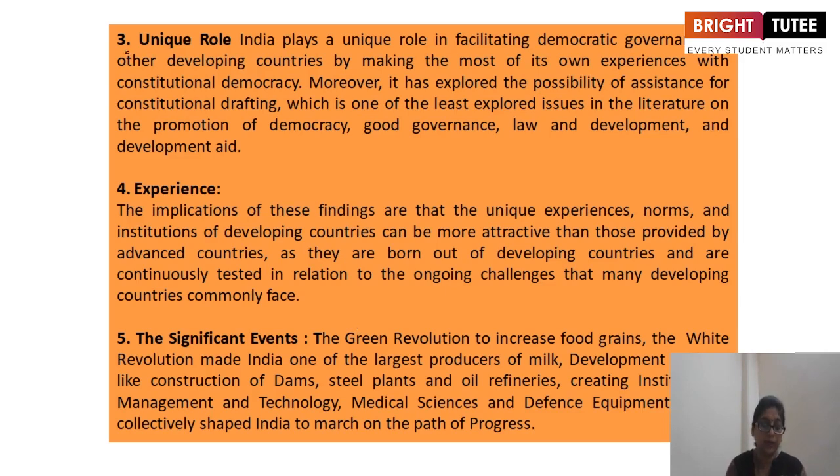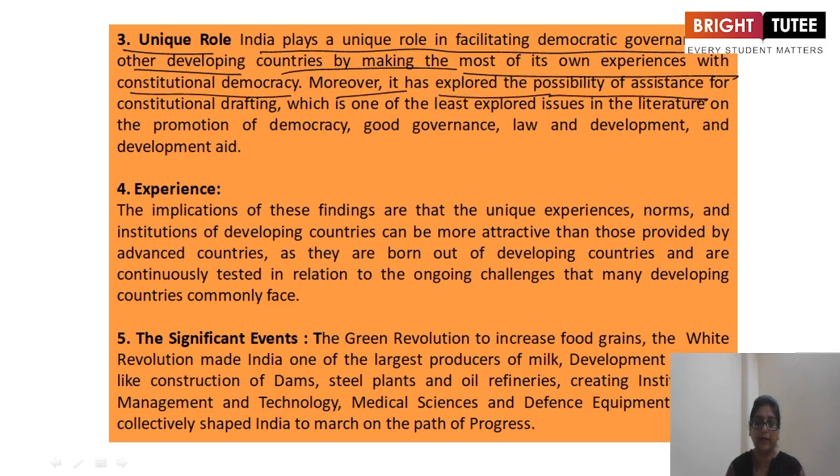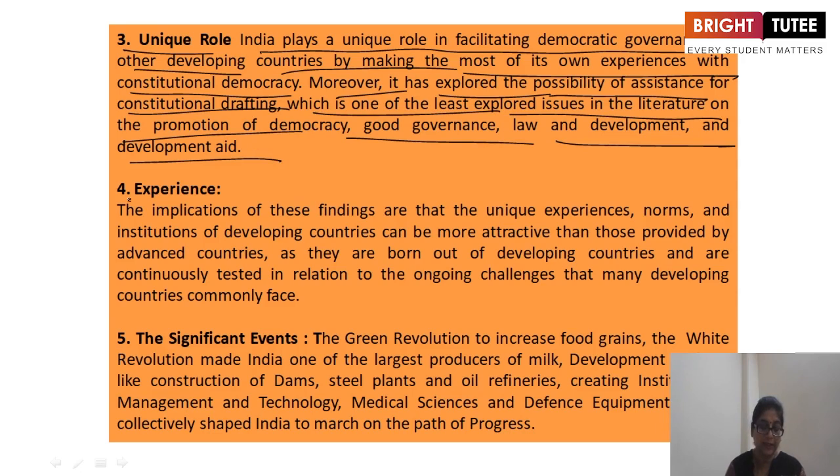Now, India plays a unique role as well. How? It plays a unique role in facilitating democratic governance in other developing countries by making the most of its experiences with constitutional democracy. Moreover, it has explored the possibility of assistance for constitutional drafting, which is one of the least explored issues in the literature on the promotion of democracy and good governance, law and development, and development aid. The implications of these findings are that the unique experiences, norms, and institutions of developing countries can be more attractive than those provided by advanced countries.